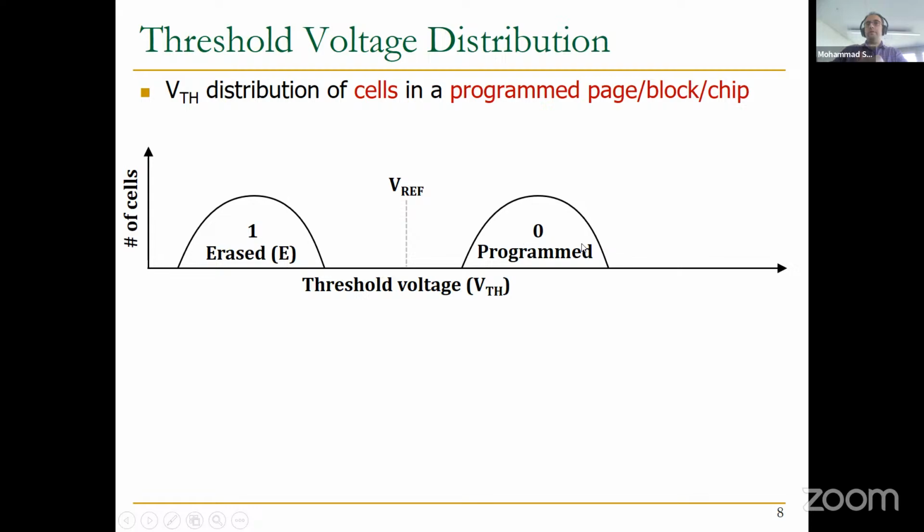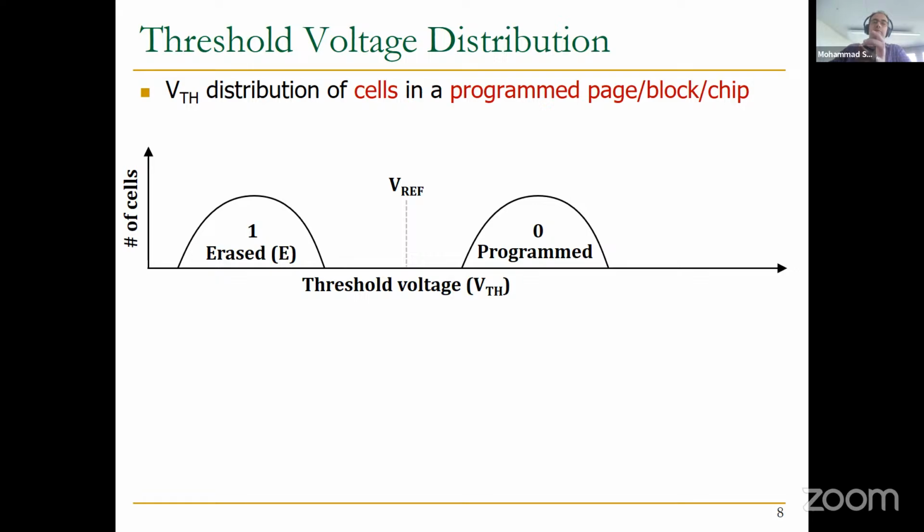With this, you can see that we really need a gap between the erase mode and the program mode, such that whenever you apply the reference voltage, it does not overlap with any of these distributions. In the end that can happen, which we will also see in some future lectures. That's actually one of the reasons for unreliable reads from flash memory, or let's say error-prone reads from flash memory.